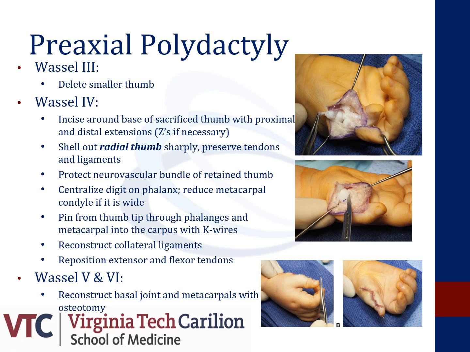For Wassel 4, the most common, the ulnar thumb is typically preserved for maintenance of the ulnar collateral ligament, and then the digit is centered on the metacarpal and is pinned in place. The collateral ligaments, flexors, and extensors are all preserved from the deleted thumb and are repositioned to a more central location on the residual digit.